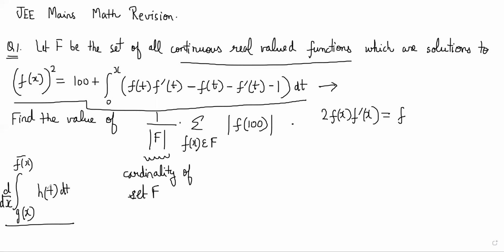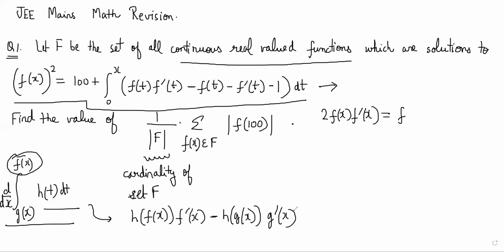You put the upper limit in the function and differentiate the upper limit, right? Just the upper limit, that's all. Do you understand why we are getting what we are getting here? The answer will be h of f of x, f dash x minus h of g of x, g dash x. Why do you keep forgetting this? This is the second or third time you've forgotten this.